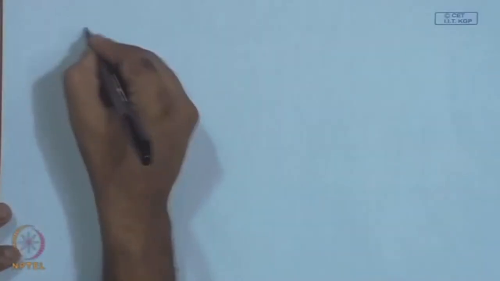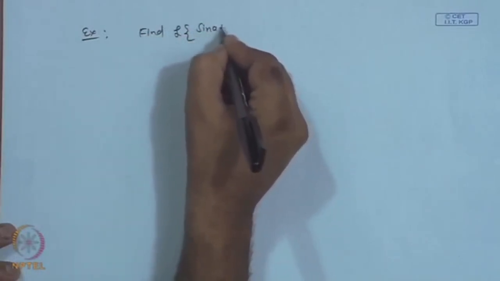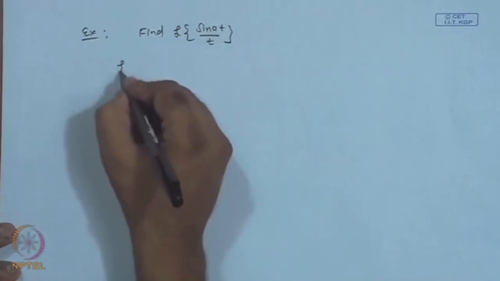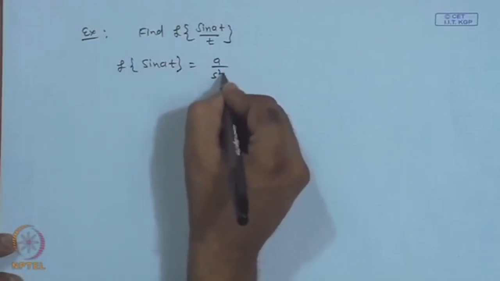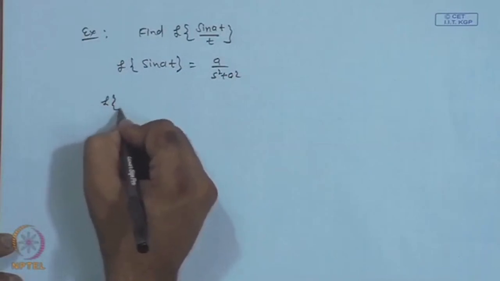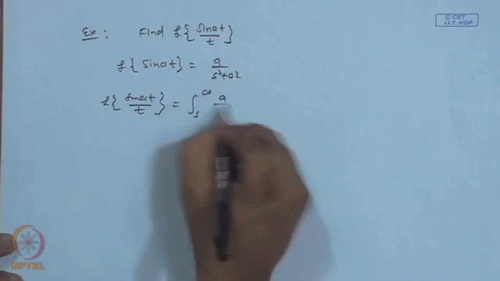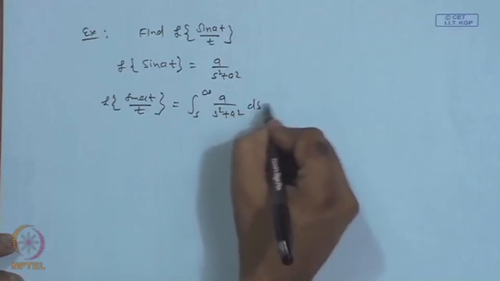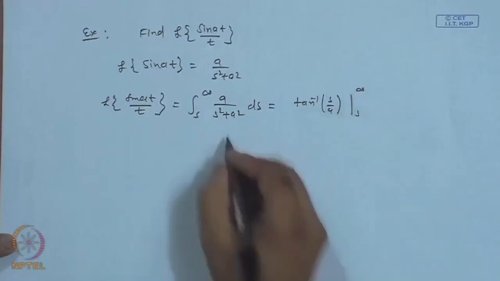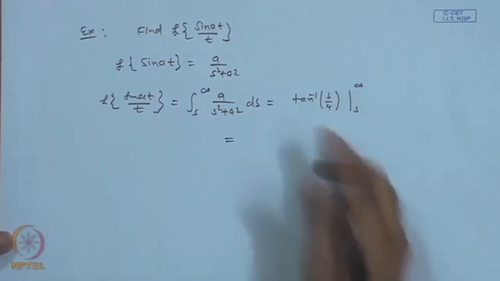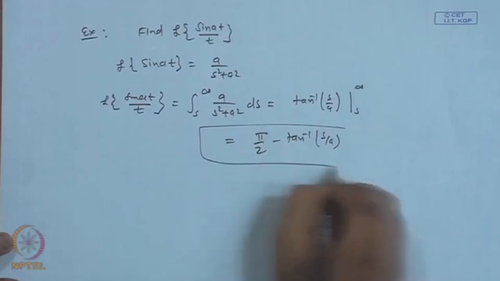So, we just go for one example. Find the Laplace transform of sin(at) over t. The Laplace of sin(at), we know, is a over s squared plus a squared. Then with this property we get the integral from s to infinity of a over s squared plus a squared ds, and this is tan inverse of s over a with limit s to infinity. So, when we put s to infinity, this will be pi by 2 minus tan inverse of s over a.